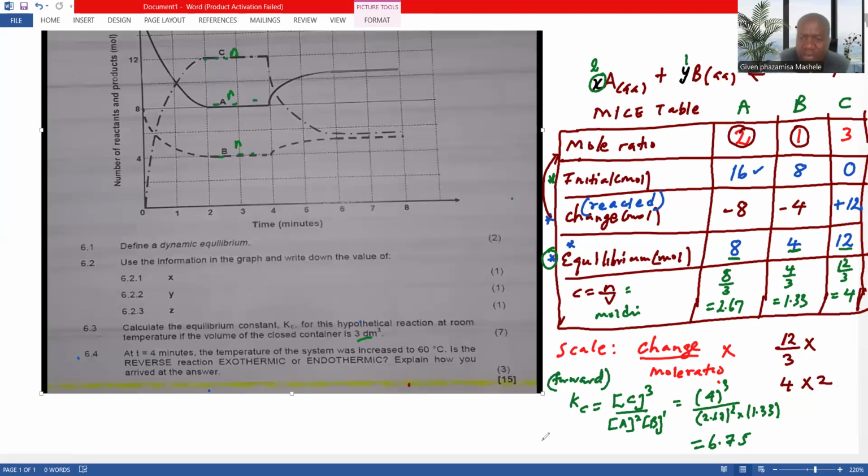And in the exam, if they say calculate the Kc for the reverse reaction, then they say 1 mark. It's straightforward. We just say 1 divided by this, which is 6.75. So 1 divided by 6.75, that is the Kc. So it will be 0.15. If they say calculate the Kc for the reverse, but there's no need.